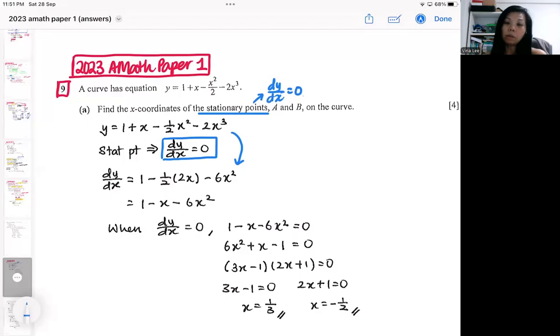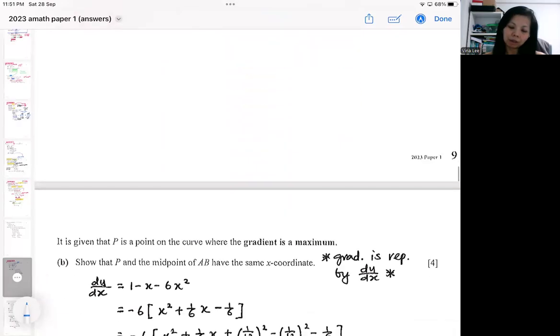And anyway, they don't even want the full coordinate. They are just asking for the x coordinate. So the first part is kind of a giveaway. So you shouldn't be making careless mistakes in the first part. The problematic part is actually the second one.